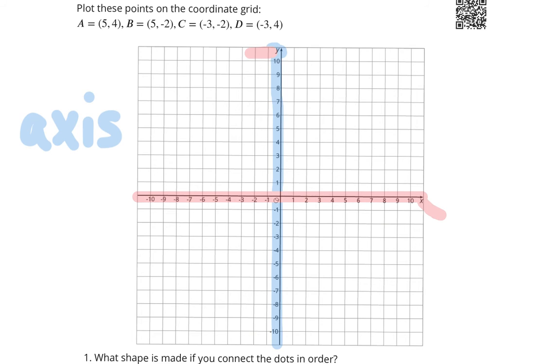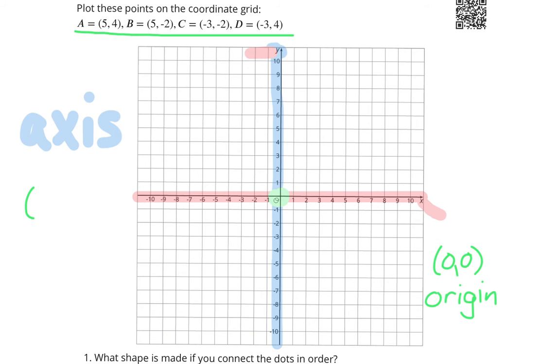That point at the middle, that's the coordinate point 0, 0. And that point has a name. It's called the origin. It's kind of the beginning, the starting point, the main place we start. Okay? Now the question's asking us to plot these points on the coordinate grid.